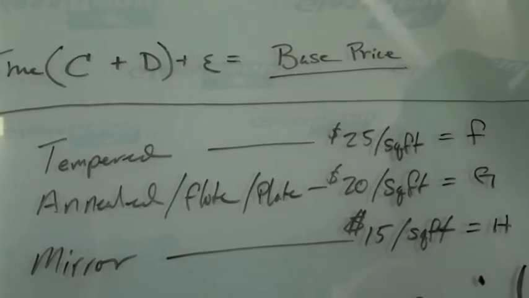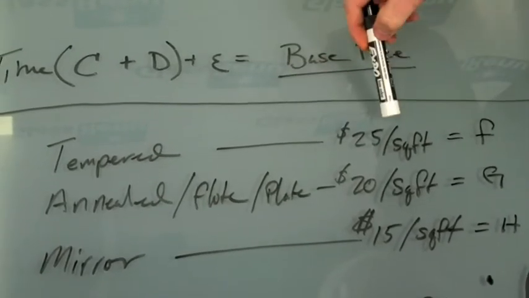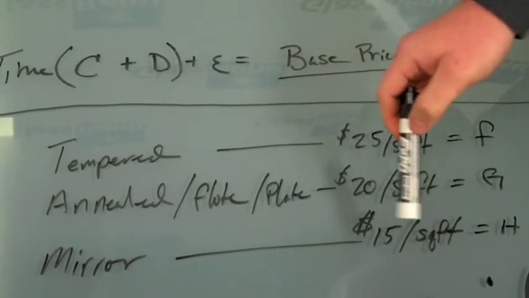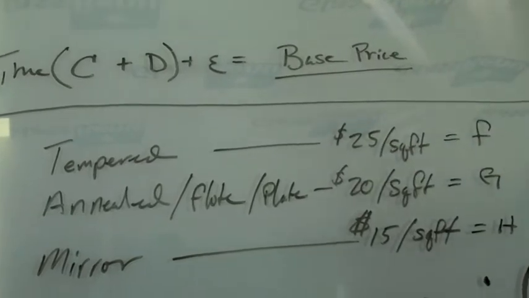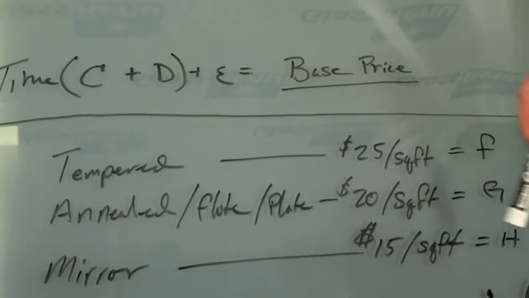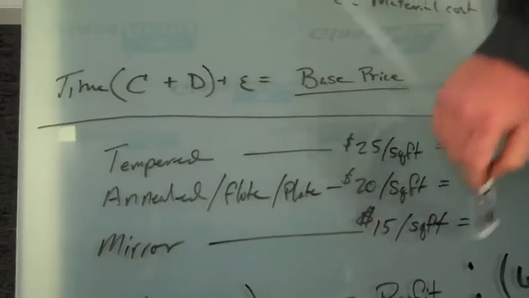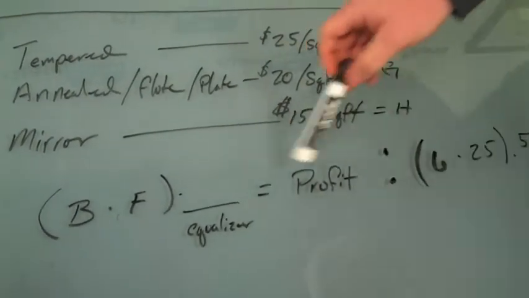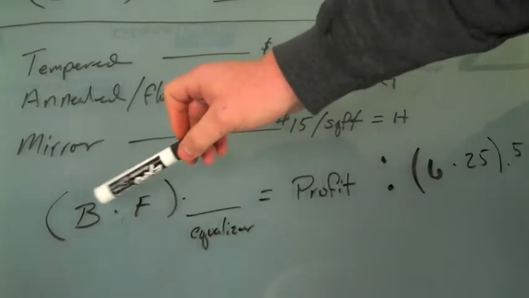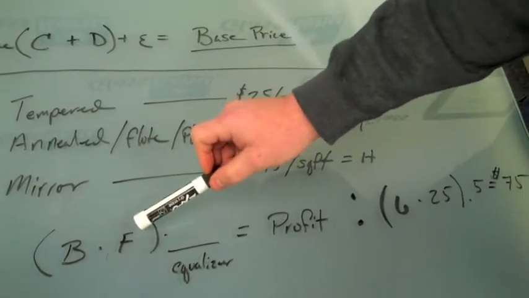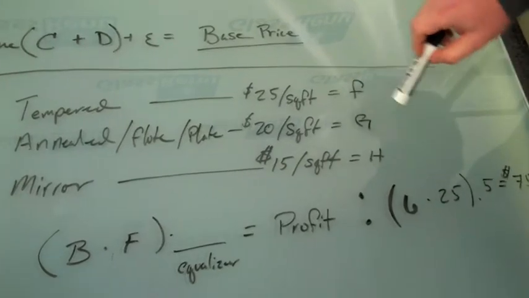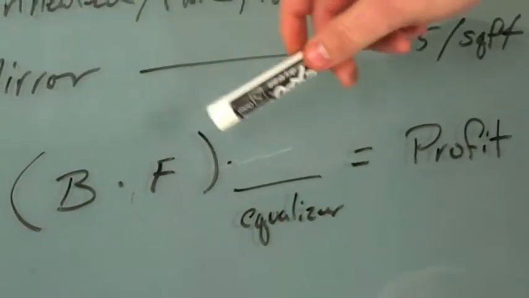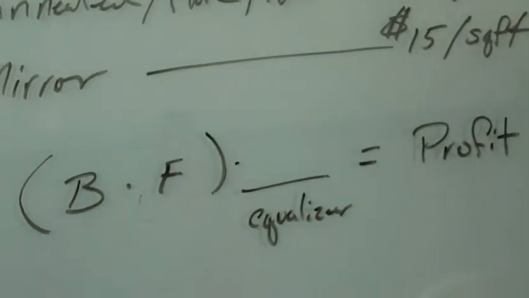Here in the East Bay, Northern California, tempered runs at about $25 a square foot installed, annealed is about $20, and mirrors about $15. What we're going to do then is take this information and plug it into the second part of the equation, the profit part, where you have B, the damaged square footage, times whichever one. In this case, I've labeled tempered glass as variable F, so the square footage of damage times the price.